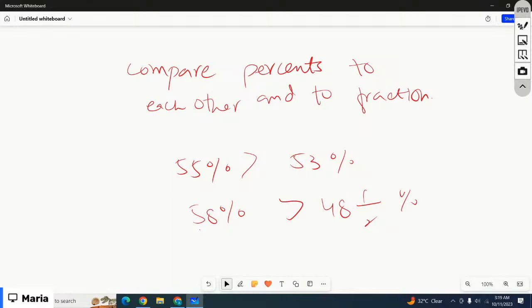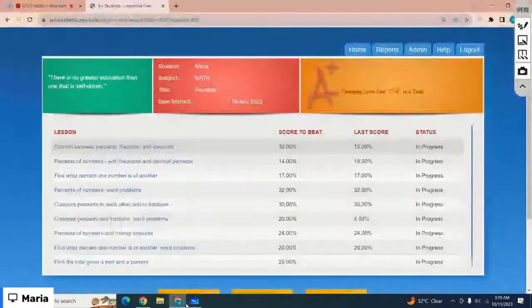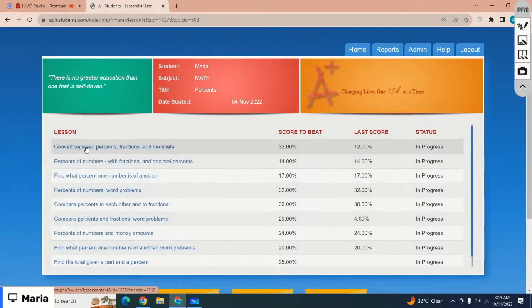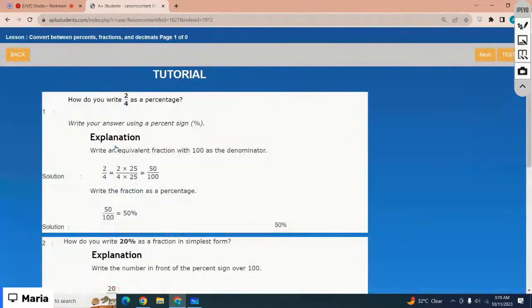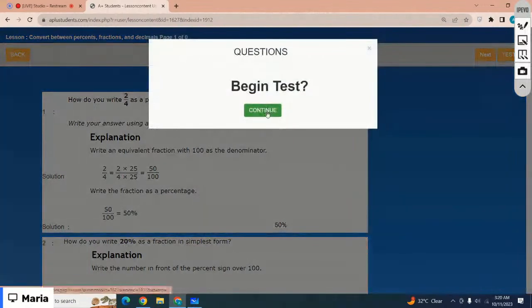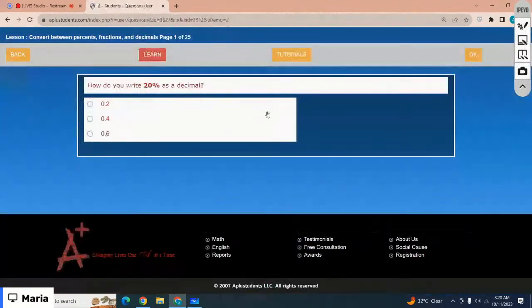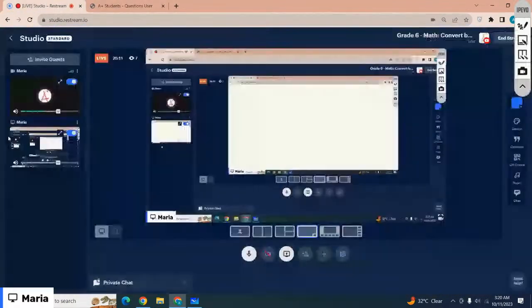Okay, let's just start with the practice questions. So here we are on the grade 6 math. The chapter we're working on is percent. Let's just start with the first lesson, that is convert between percents, fractions and decimals. Okay, let's start with the practice questions. How do you write 20% as a decimal? So which is the correct option?